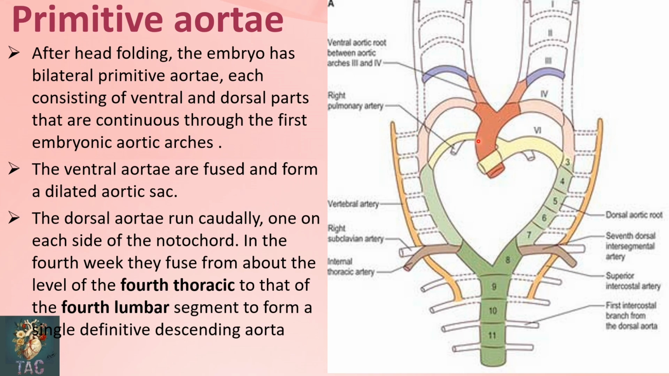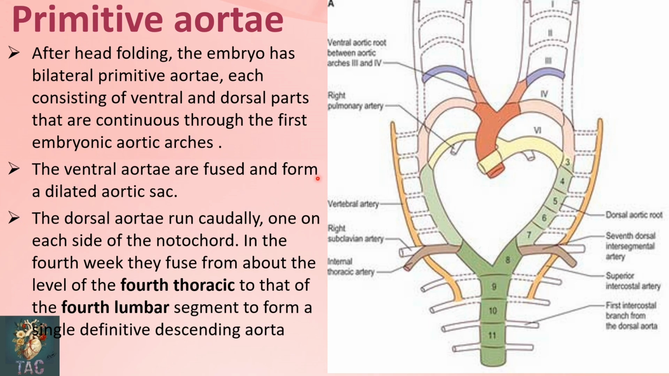So you must remember one is the ventral aorta and the other is the dorsal aorta, two primitive aorta. The ventral and the dorsal parts are continuous through the first embryonic aortic arches. So this one is the ventral aorta and this one is the dorsal aorta, and they are connected to each other via aortic arch arteries.